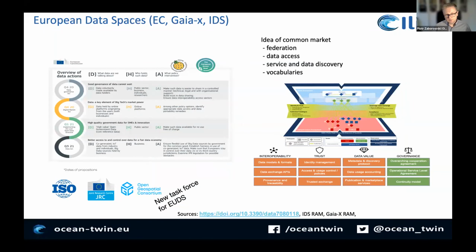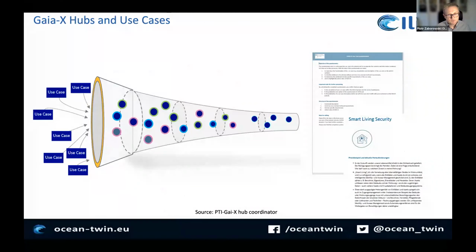Then we want to fit into the larger context. So we are aware of what's happening in the European perspective, both from the public and from the industry. We will follow up this discussion with the GAIA-X. The idea is quite common. We want to build the common market that's federated, that provides the data access and service access. It is supported by the vocabularies. Just to mention, this year we are also starting the working group between JRC, ISO, and supporting that from the Open Geospatial Consortium side to provide the guidelines how to do that.